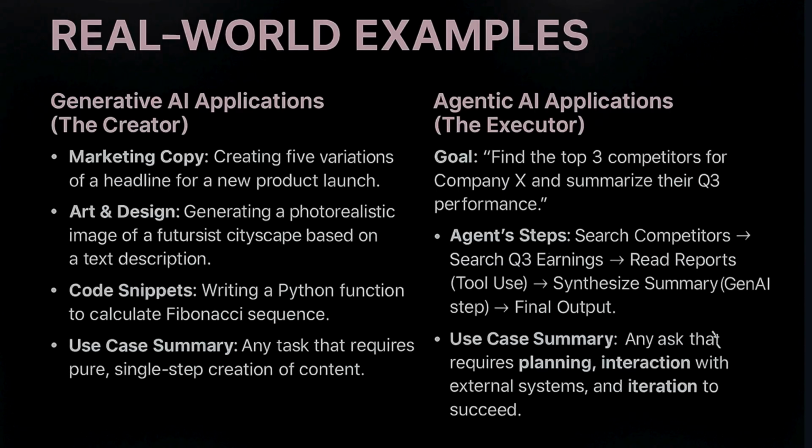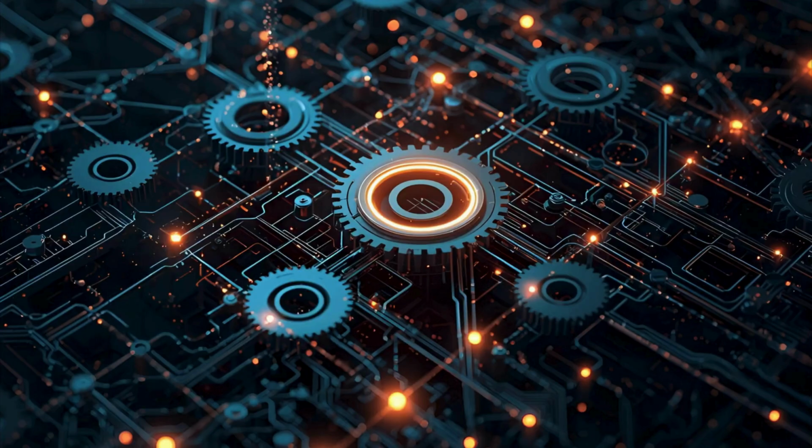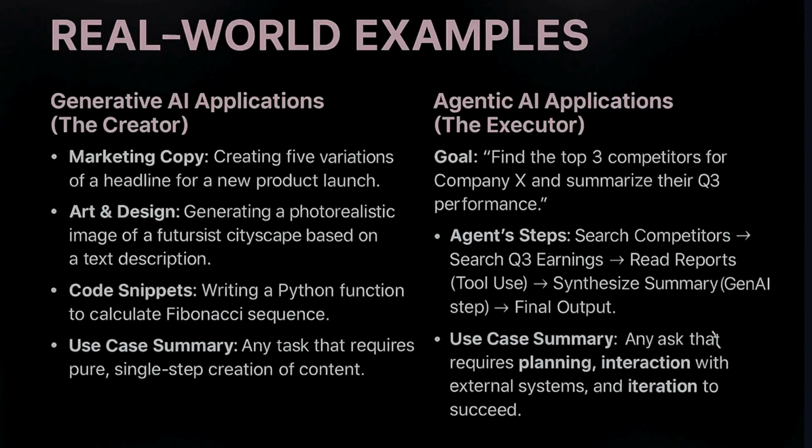Conversely, agentic AI, the executor, is designed to achieve a complex multi-step goal, such as find the top three competitors for company X and summarize their Q3 performance. Achieving this goal requires a structured sequence of actions, agent steps, that means searching, using tools like reading reports, synthesizing the summary, and iterating. Thus, agentic AI is ideal for any task that requires planning, interaction with external systems, and iteration to succeed.